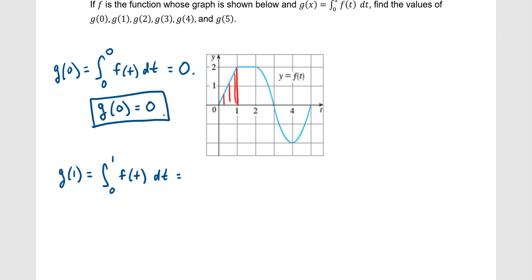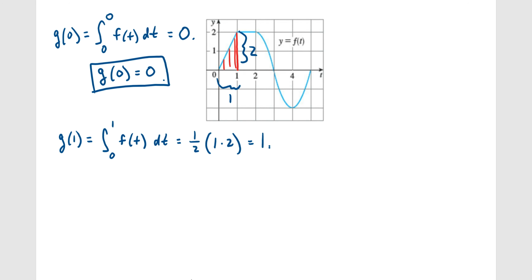So we can actually use our geometric area formula for the area of a triangle to figure that out. We know that the area of a triangle is 1/2 base times height. That's 1/2. The base here is 1. The height is 2. So 1/2 base times height, which is 1/2 times 2, which gives us 1.